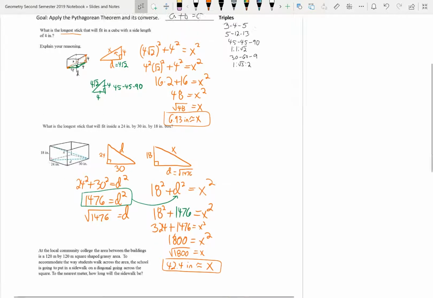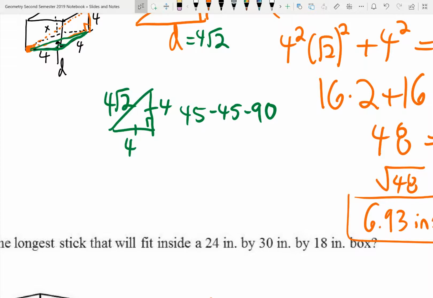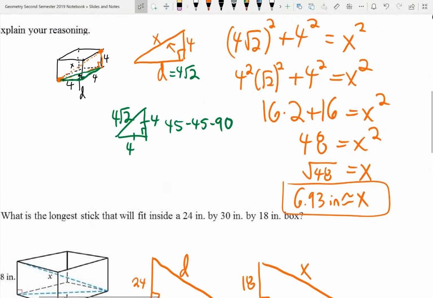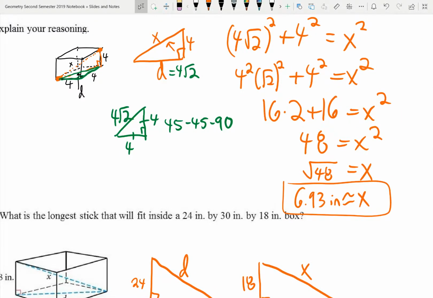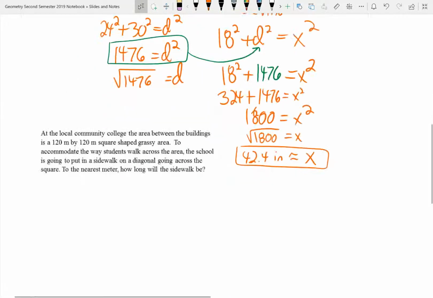Like, for example, in the first one here, in the green triangle, we could have just said 4 squared plus 4 squared equals, I believe that this side, the 4 root 2, was called D, right? I actually want to label that. This is D. And so you could say 4 squared plus 4 squared equals D squared, and then solve, and you get exactly the same answer. So it's really up to you. Okay.